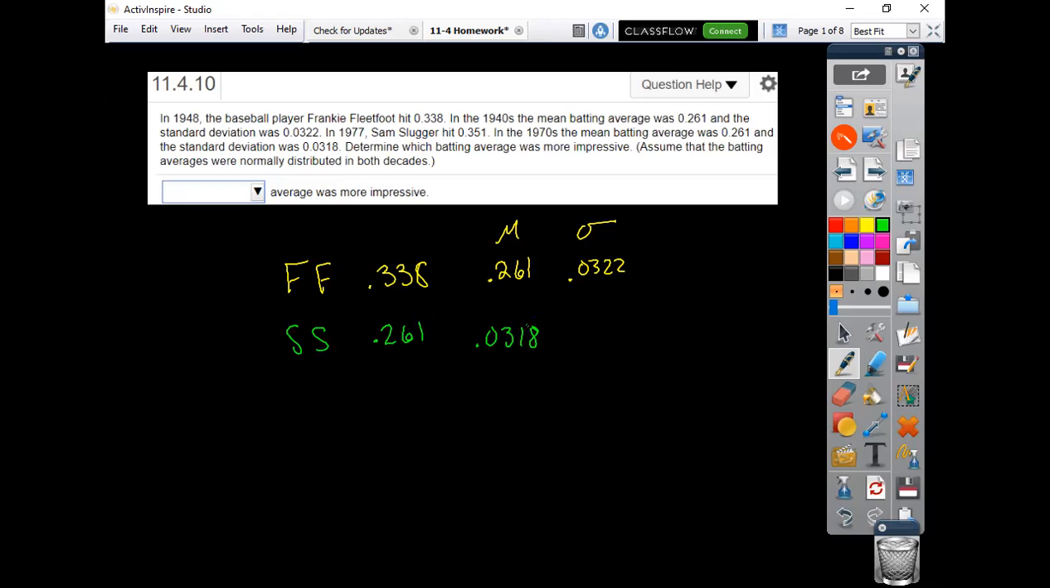And they're wondering, wait a minute, there's something off. 0.318 is the standard deviation. The batting average was 0.261 in the 70s. So the mean batting average is the same at both. That was what was throwing me off there. All right, let me see if I got this right. Frankie Fleetwood had a 0.338, and the mean batting average at that time was 0.261, standard deviation 0.0322, and then Sam Slugger, oh, see, that's where I skipped his information. Something didn't seem quite right. Sam Slugger had a 0.351.